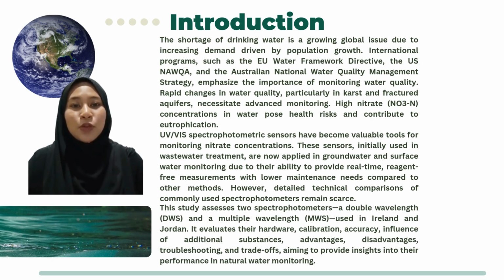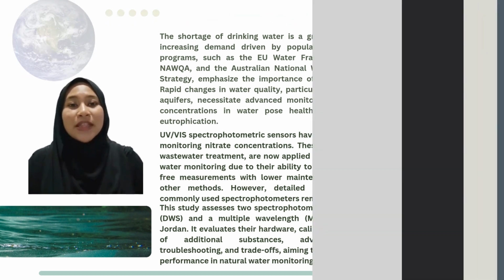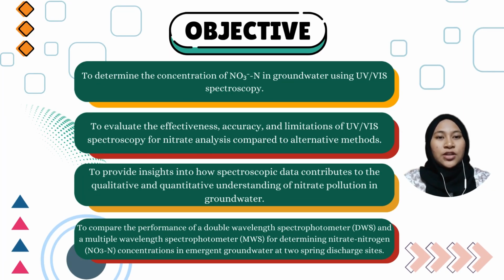UV-visible spectrophotometric sensors have become valuable tools for monitoring nitrate concentration. These sensors, initially used in wastewater treatment, are now applied in groundwater and surface water monitoring due to their ability to provide real-time, reagent-free measurements with lower maintenance needs compared to other methods. The first objective is to determine the concentration of nitrate nitrogen in groundwater using UV-visible spectroscopy.